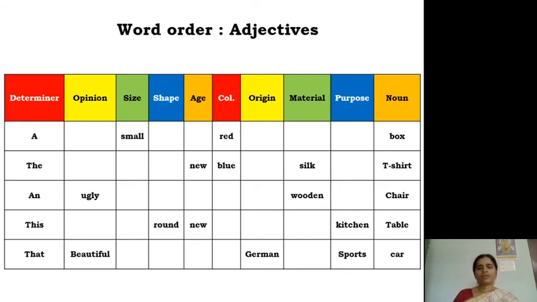the same noun in a sentence, like a small red box, the new blue silk t-shirt, an ugly wooden chair, this round new kitchen table, that beautiful German sports car. Sometimes what happens is we get more than one adjective which refers to the same noun. So we get a confusion about which word has to be placed first. So at that time we have to follow this order to keep the adjectives in correct order. Okay, and it happens with adverbs also.